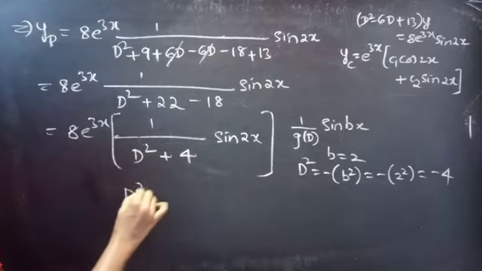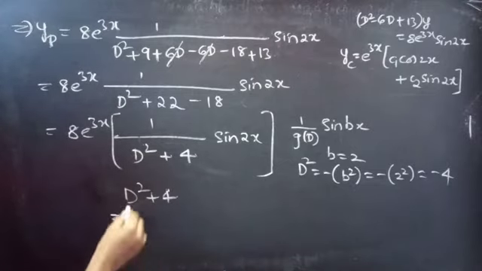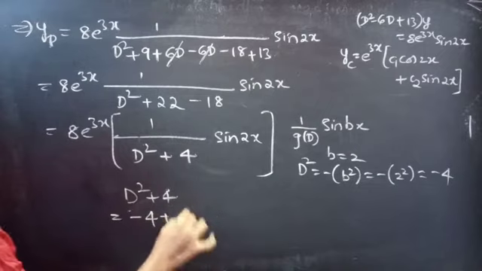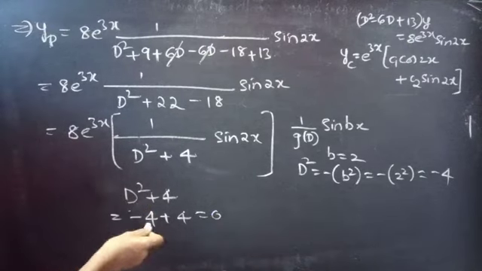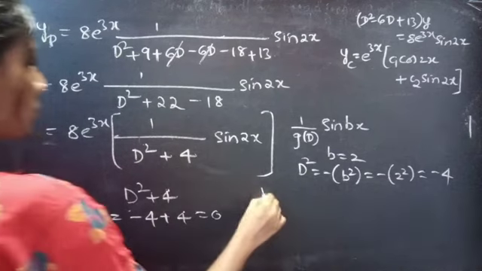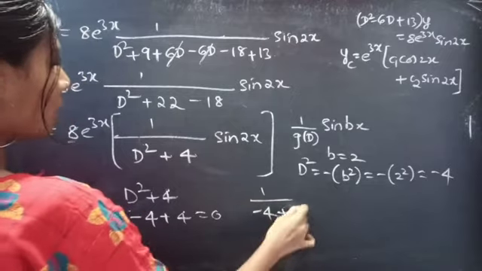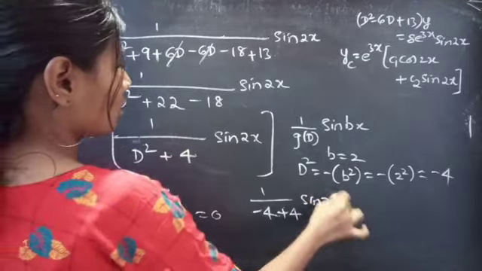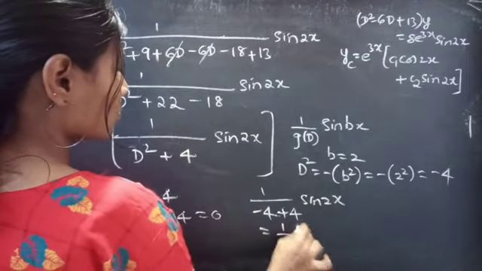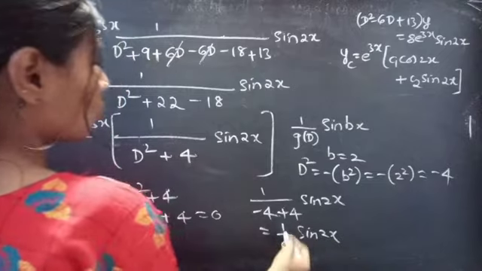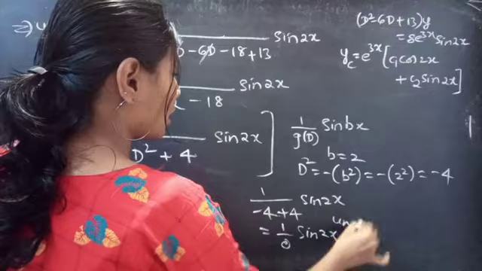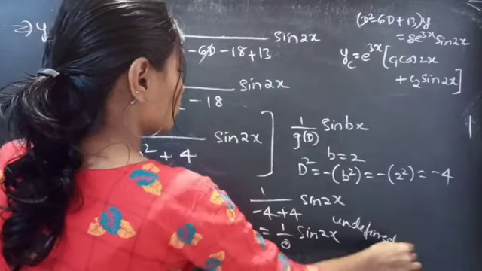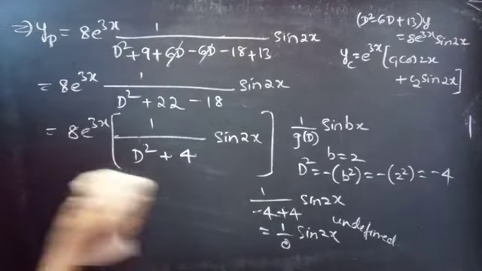Okay, let's see what happens if we replace D square in the denominator. Just replace D square by minus 4, then we'll get minus 4 plus 4 equals 0. So we'll get 1 by minus 4 plus 4 into sine 2x, which equals 1 by 0 into sine 2x. We know that 1 by 0 is undefined, so the total term becomes undefined, which is not correct. So what will we do?